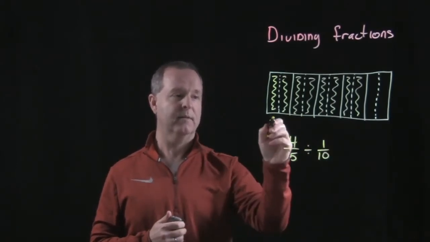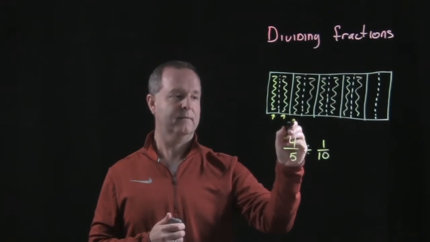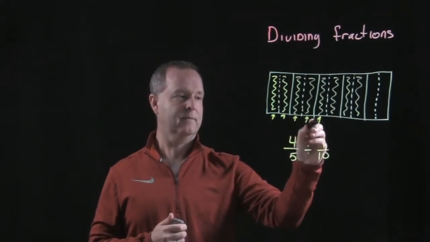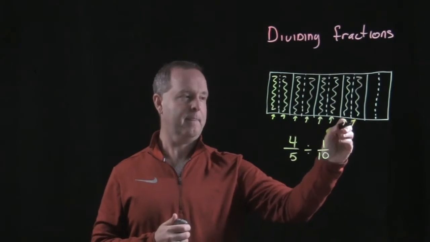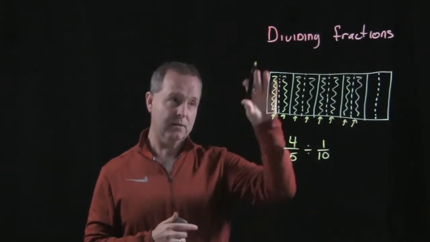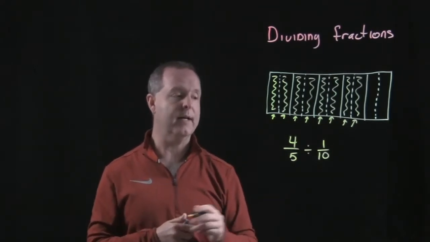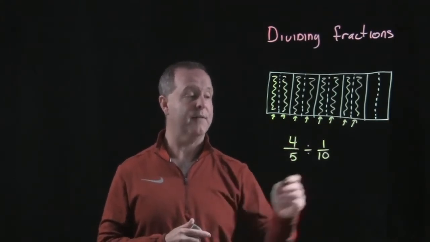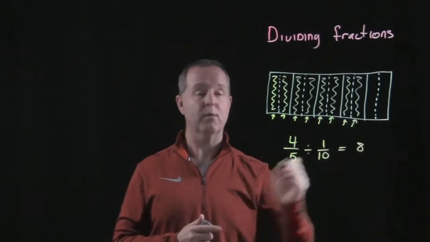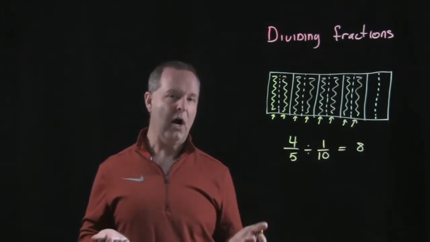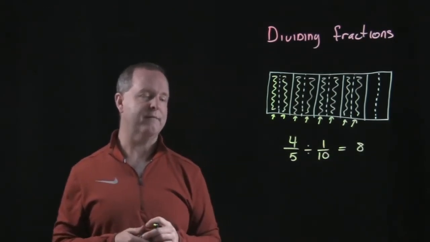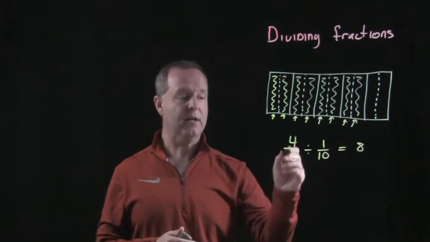How many of those 1/10 are part of the 4/5? And I would count. Here's a tenth. Looks like I have 8 small rectangles colored in. 8 1/10 are colored in. So 4/5 divided by 1/10 equals 8.